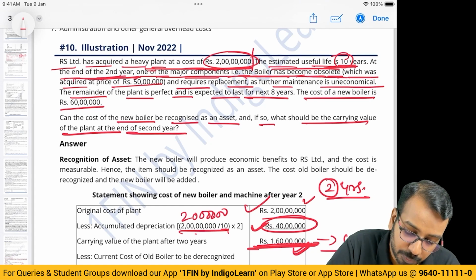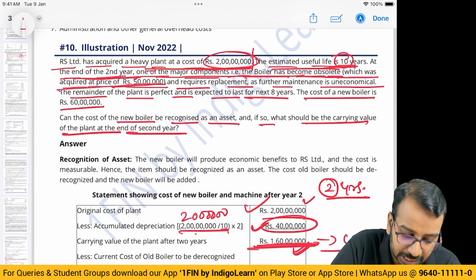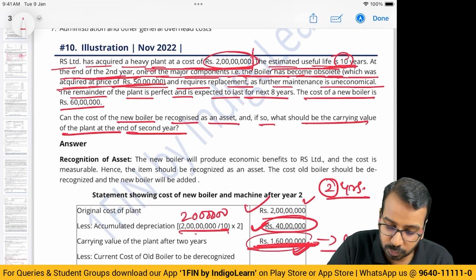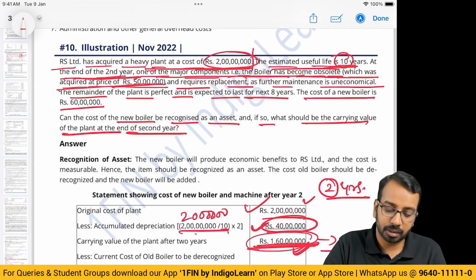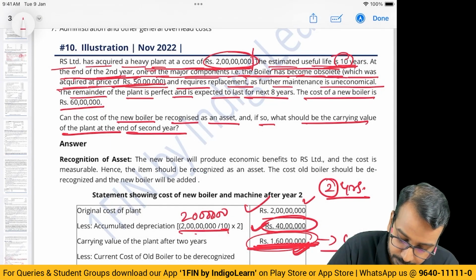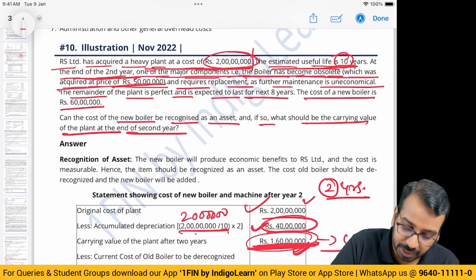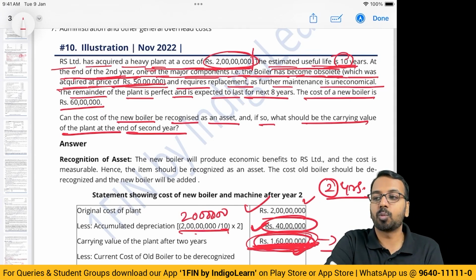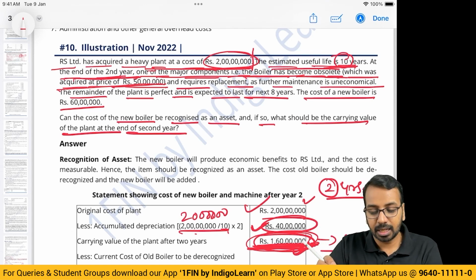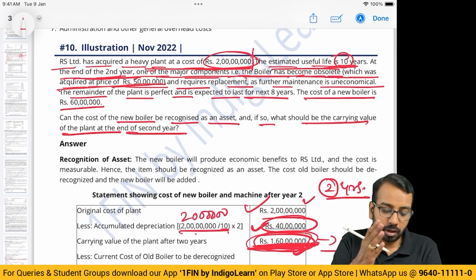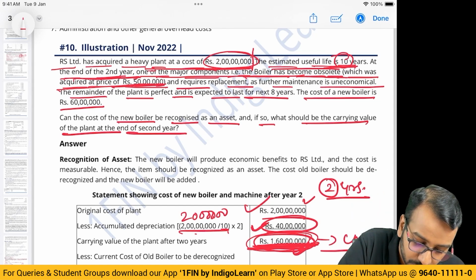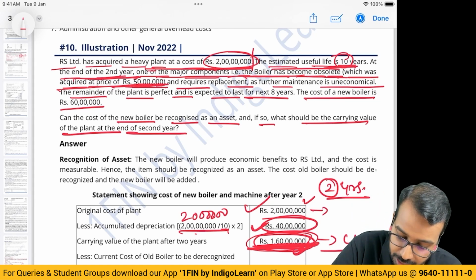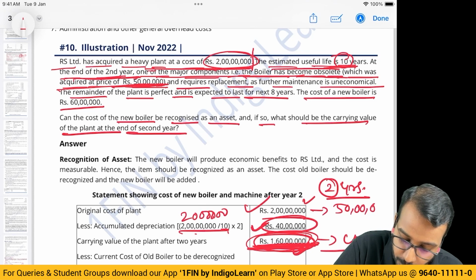A boiler has become obsolete, which was acquired at a price of 50 lakhs. Now what has happened? Out of this 1 crore 60 lakhs, there is a boiler, right? This boiler is there in 160. This 160 has to be split into two parts, the main machine part and the boiler part. Now, at what price did we acquire the boiler? We acquired the boiler at 50 lakhs. So here I have 50 lakhs of boiler.